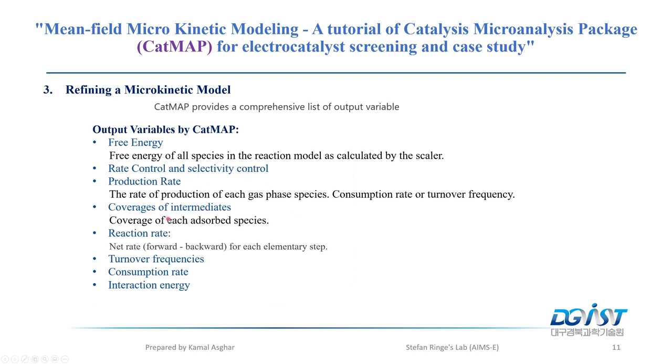Coverage means the different species adsorbed on the catalyst surface, and sometimes some specific species cover the whole surface, and sometimes they cover it partially. So its value must be from 0 to 1, and then you can define it. Reaction rate means net reactions: the forward rate of reaction minus the backward rate of reaction. Then turnover frequency, consumption rate, and interaction energy. All these parameters you can get as output.